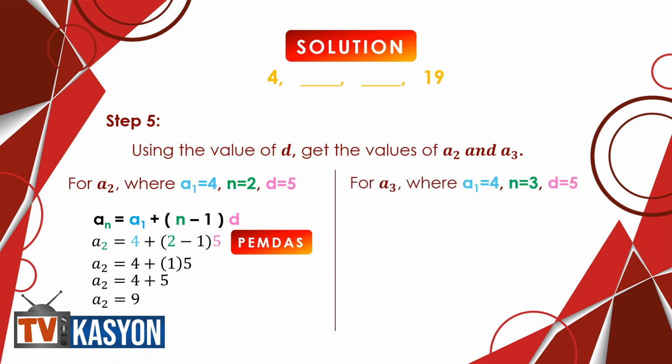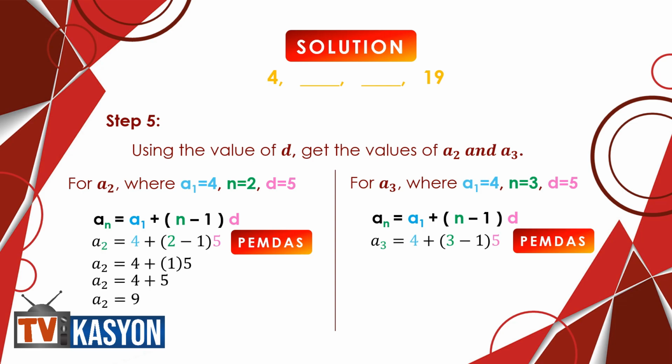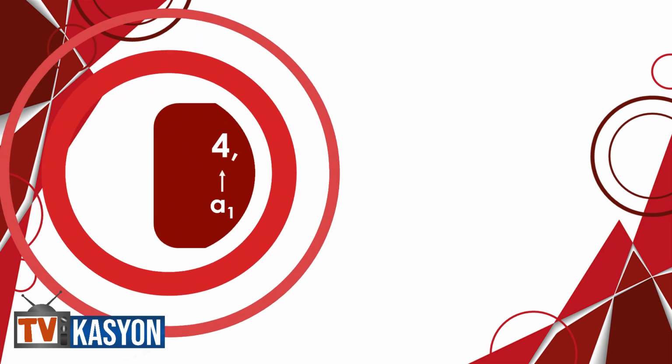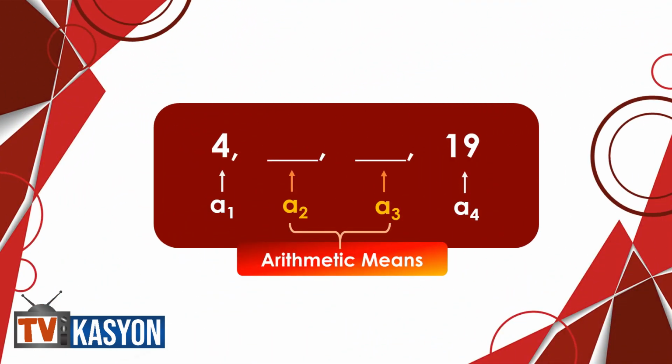For a sub 3, where a sub 1 equals 4, n equals 3, d equals 5, I get to write a sub 3 equals 4 plus the quantity of 3 minus 1 times 5. Then, following the order of operations termed as PEMDAS, I'll start with 3 minus 1, and that's 2. 2 times 5 is 10. So, 4 plus 10 is 14. Thus, a sub 3 is 14. Therefore, the two arithmetic means between 4 and 19 are 9 and 14.